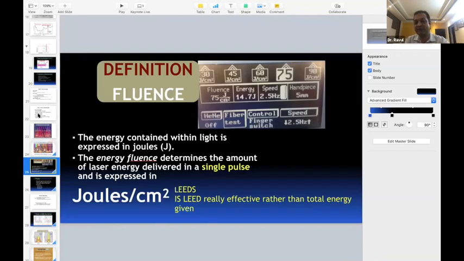Coming to the fluence. So what is fluence? Joules. Joules is the amount of power which we want from the machine. So in terms of wattage, we want 8 watts, 9 watts, 10 watts. So how much energy do you want delivered to the tissues? And if we say we want to deliver 10 watts in 1 centimeter area, that gives you joules per centimeter square. So that means fluence.